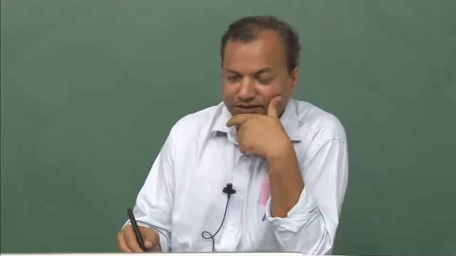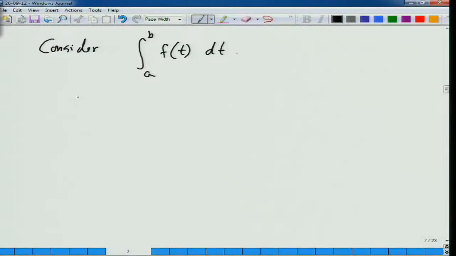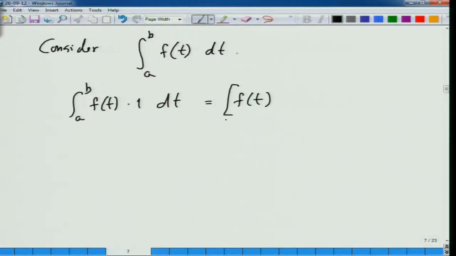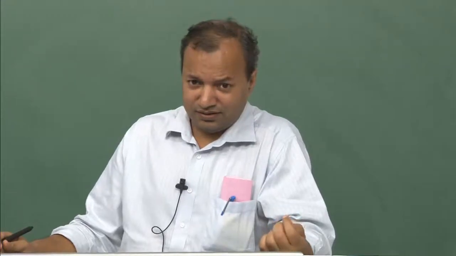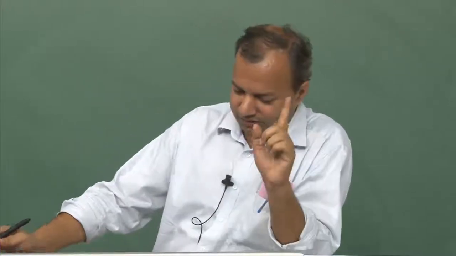Now, what do you mean by integration by parts? There is only one quantity here. Well, so what I'll do is times 1, times dt. So, the other part is 1. This is equal to f t and then integrate 1. What do you get when you integrate 1? You get t, right?